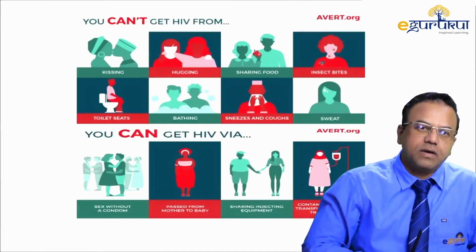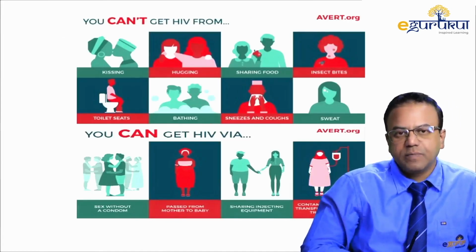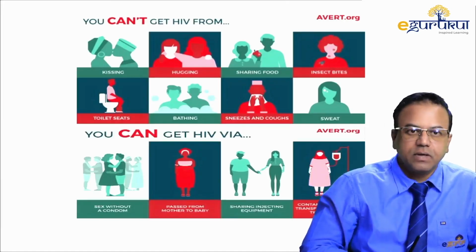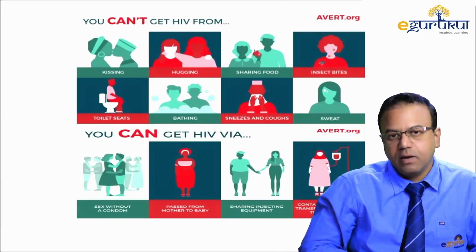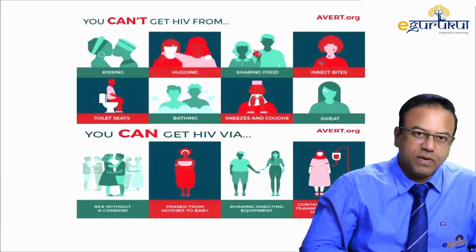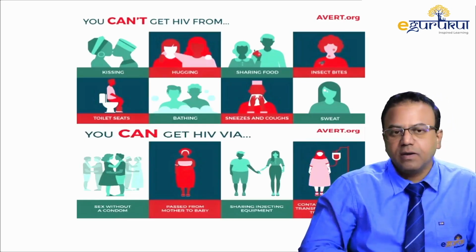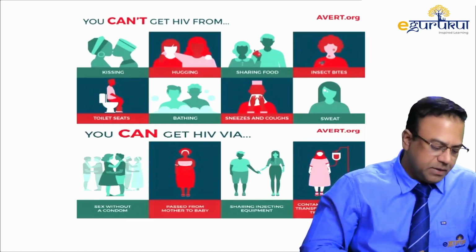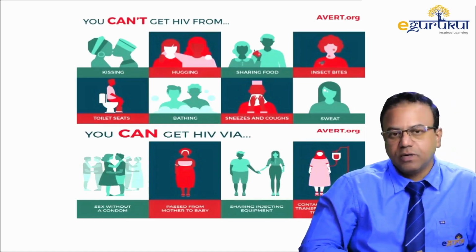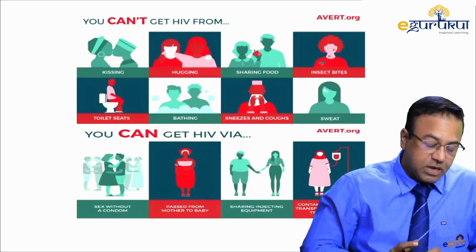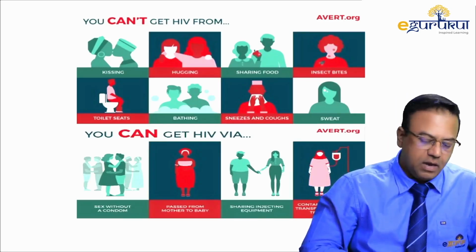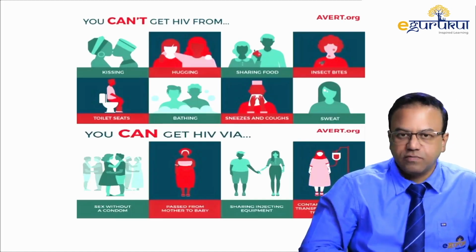I'm sure you are all aware how HIV is not spread. It doesn't spread through kissing, hugging, sharing food, insect bites, toilet seats, bathing, sneezing, sweating. These are not the ways HIV can spread. Definitely it can spread through the transsexual route, whether homosexual or heterosexual. It can spread vertically, as I told you, from mother to baby. It can spread by sharing injecting equipment, either by IV drug abusers or healthcare personnel who have needle stick injuries, and ultimately you have a small risk in blood transfusions.